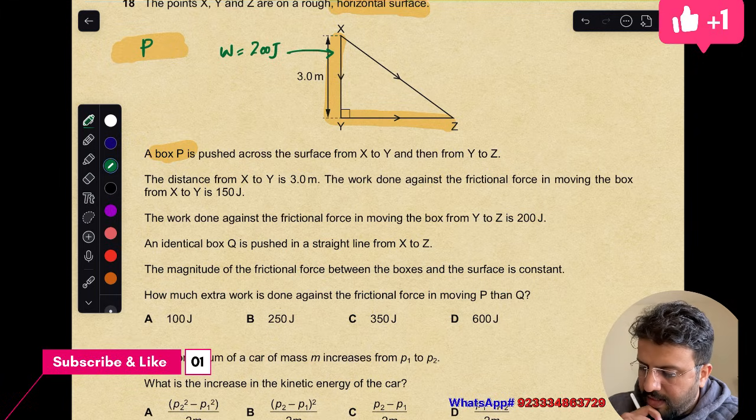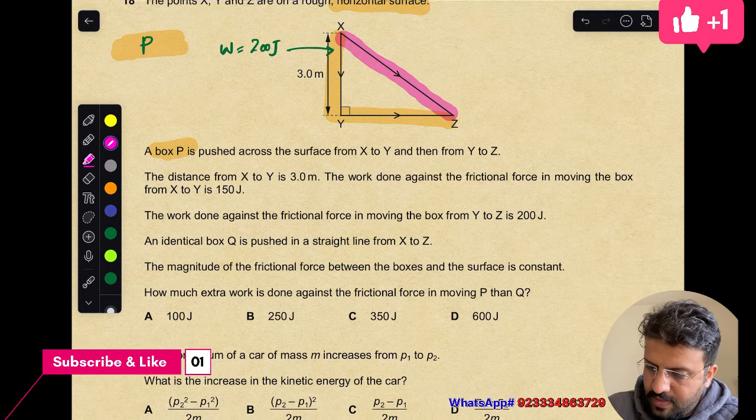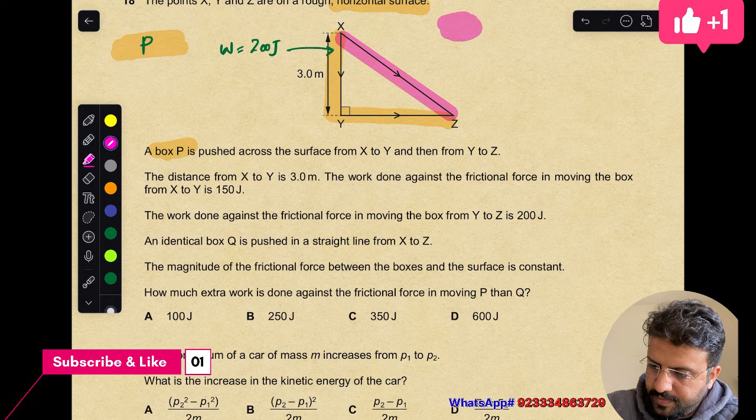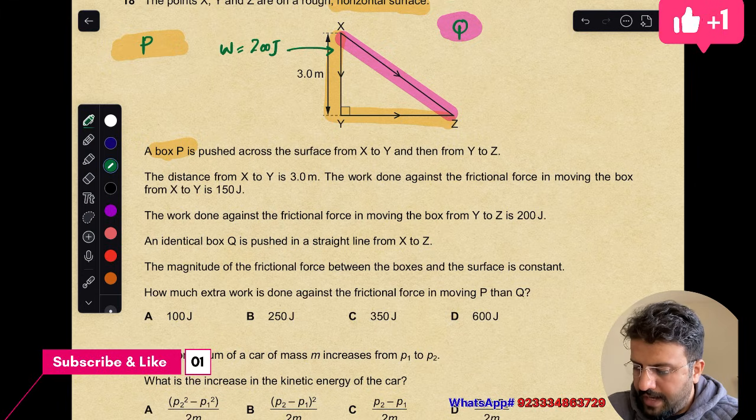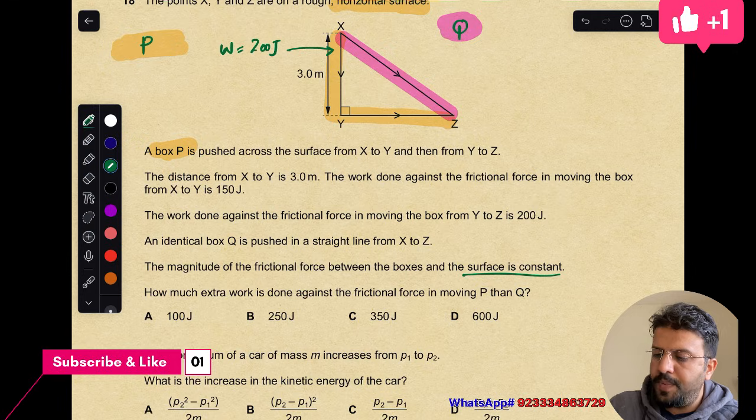Then an identical box Q is pushed in a straight line from x to z. So let's call this x to z. This is about Q. And the magnitude of the frictional force between the boxes and the surface is constant, so it's the same everywhere. How much extra work is done against the friction when moving from P to Q?